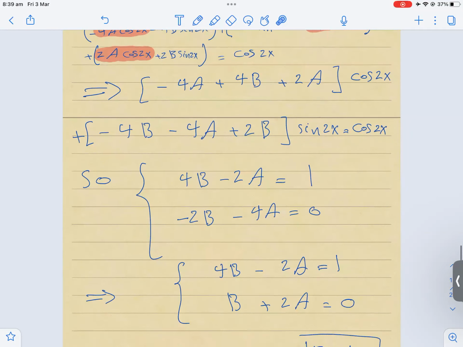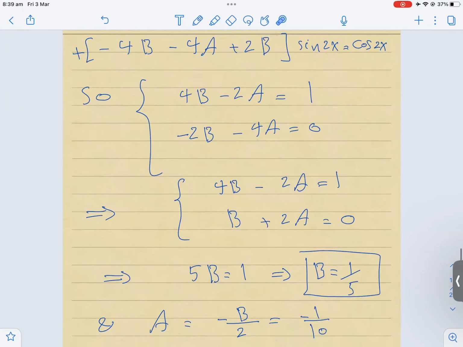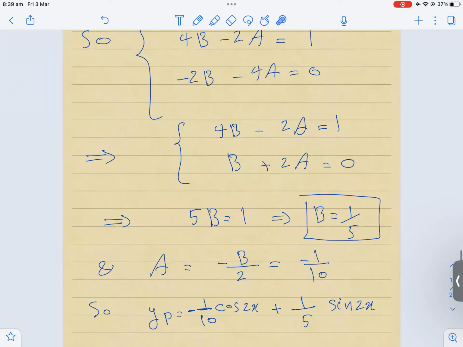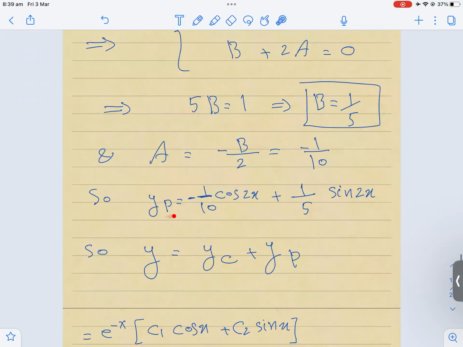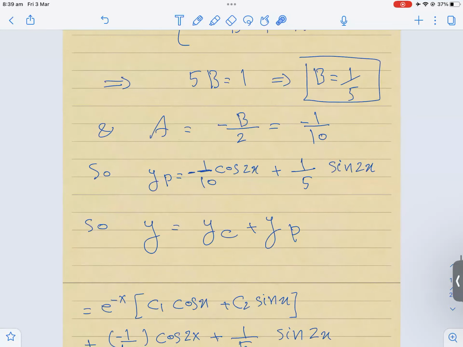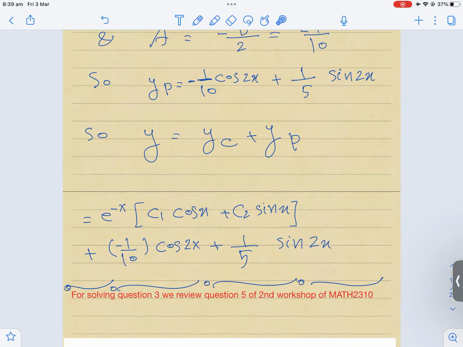Now, what I have written here is 4b minus 2a, and with a little bit of simplification I'm able to easily get b equal to 1/5 and a equal to minus 1/10. Therefore, yp will be this one, and the overall general solution will be the sum of yc plus yp. I have written it here. Do you have a question from this?